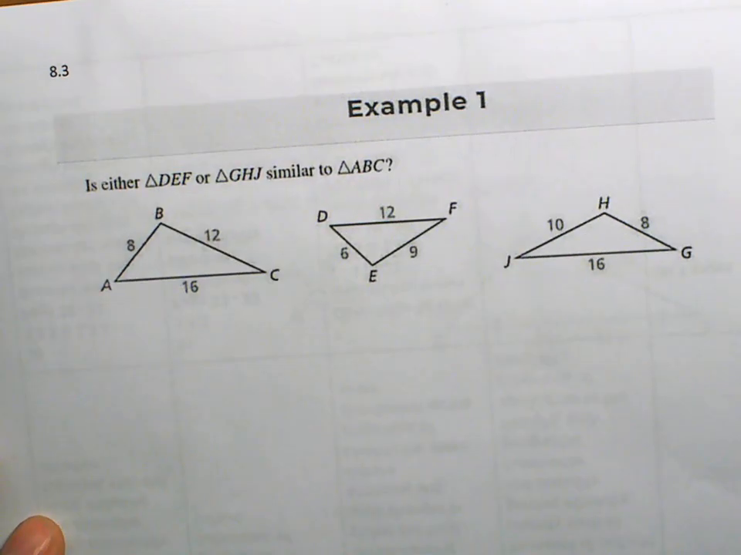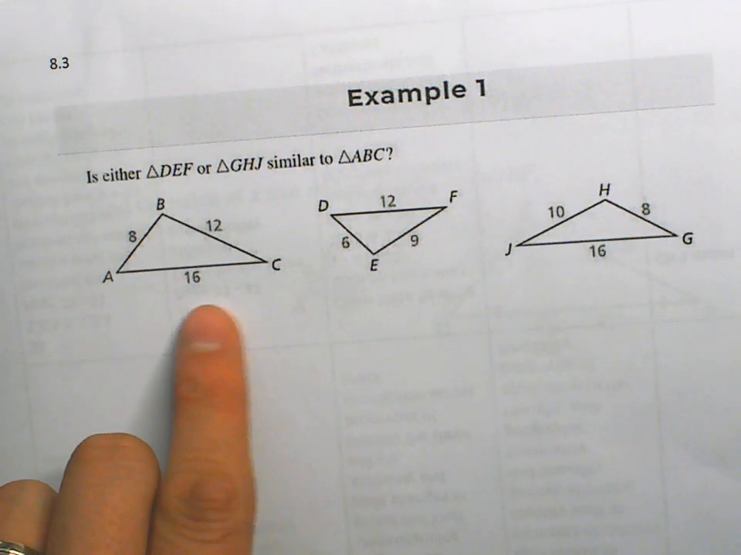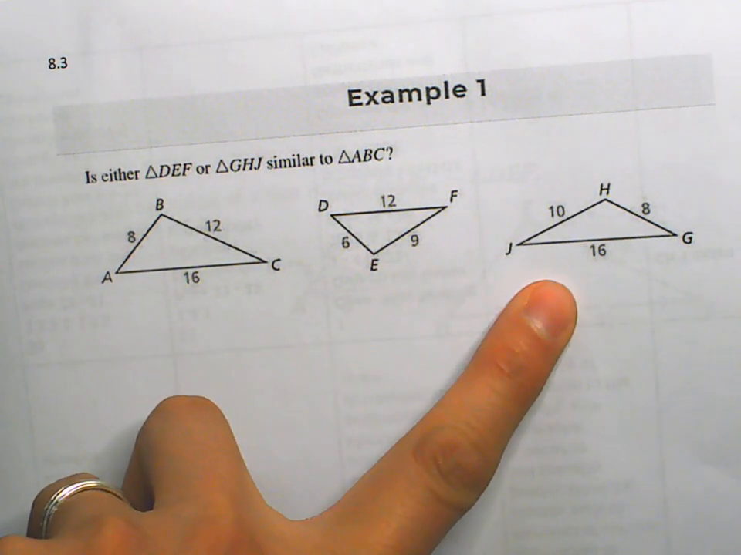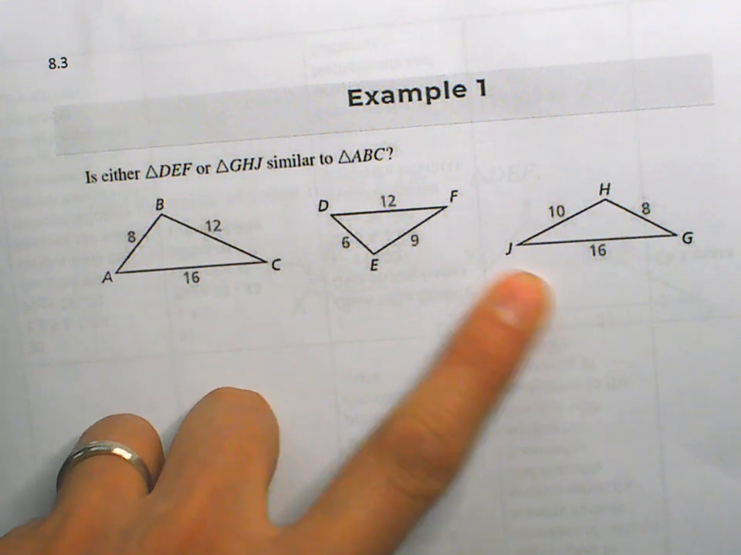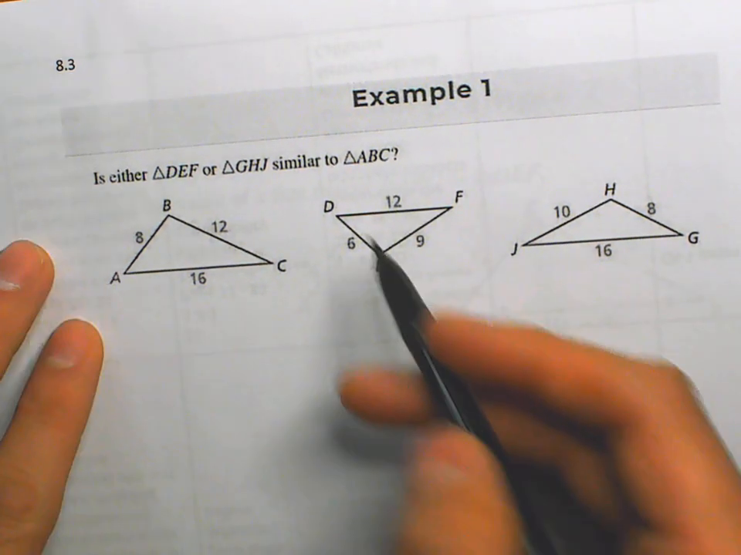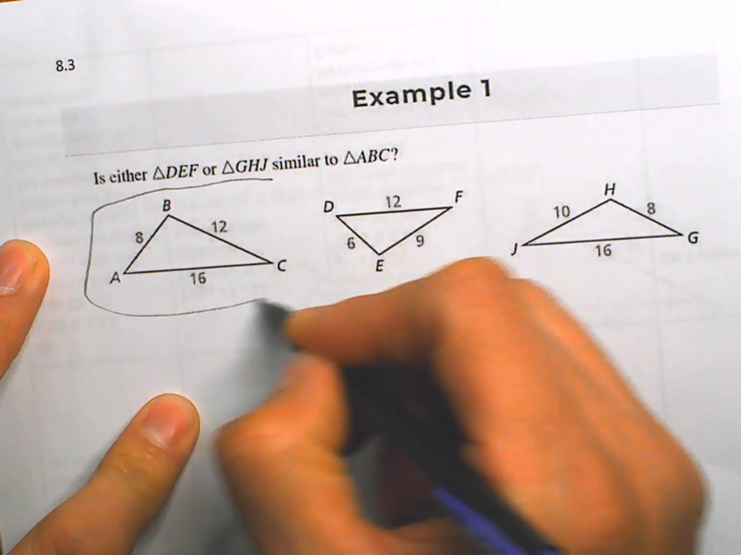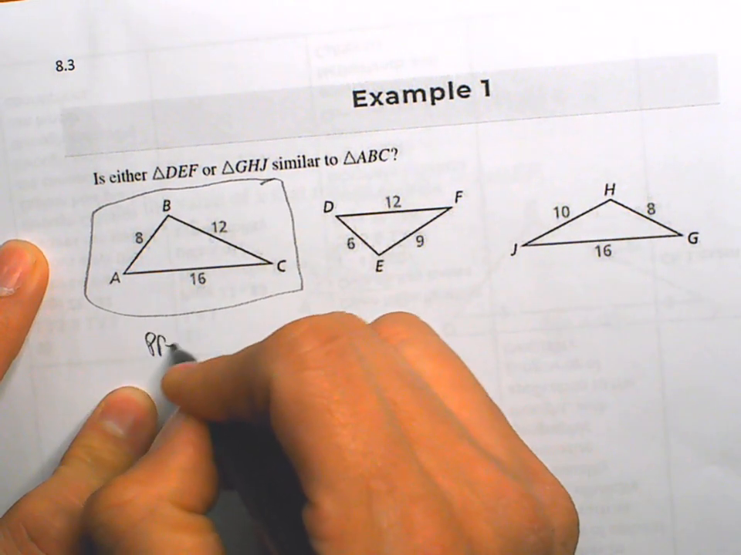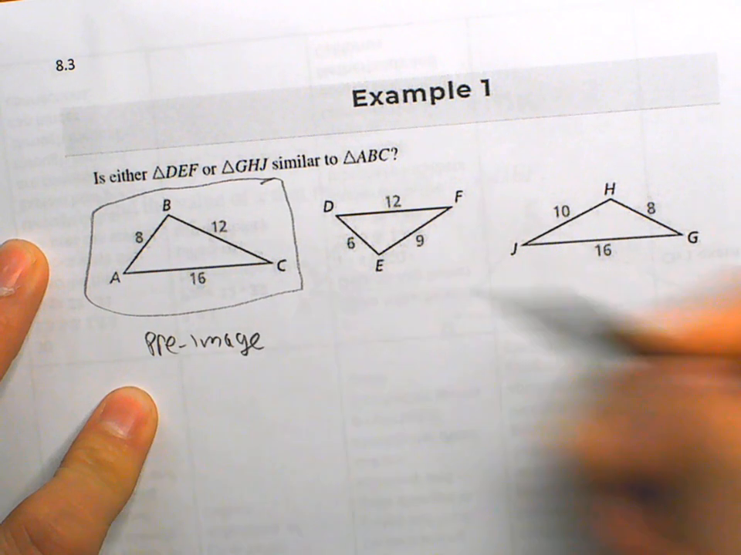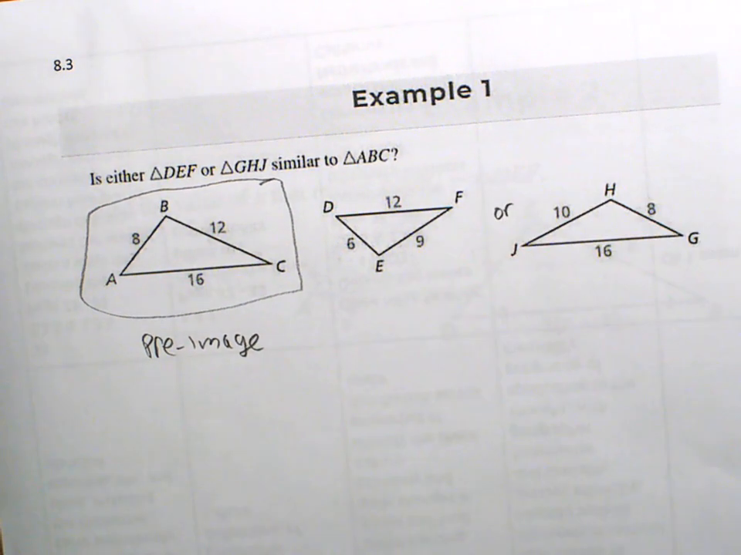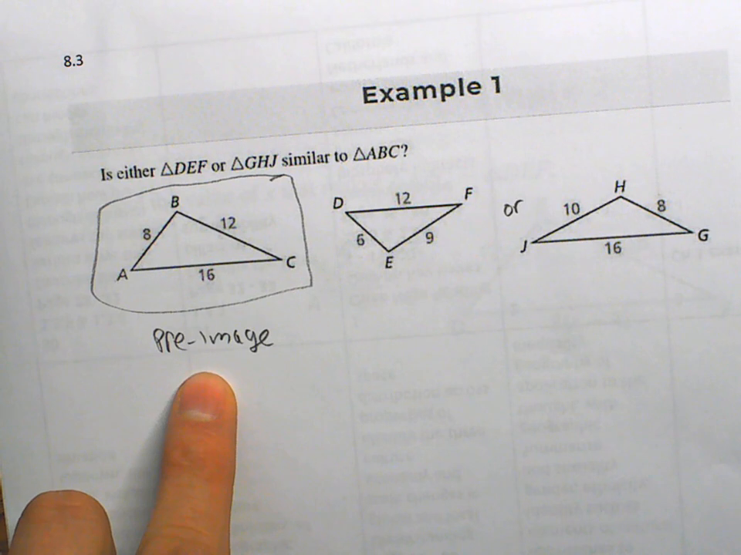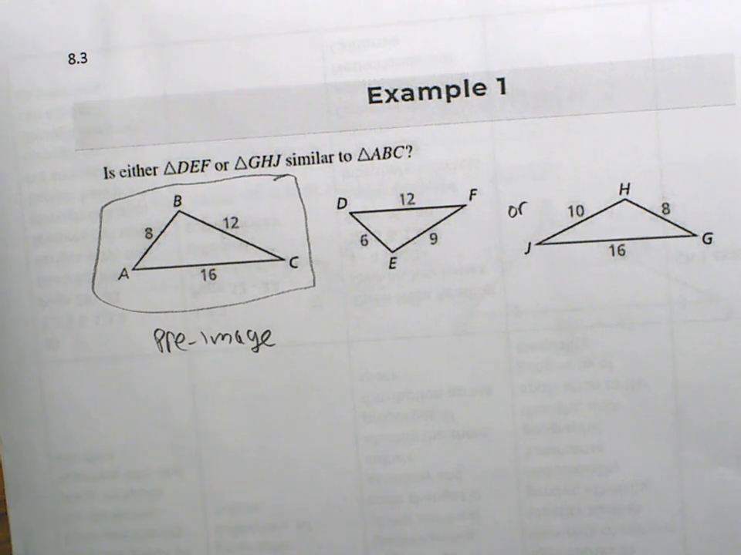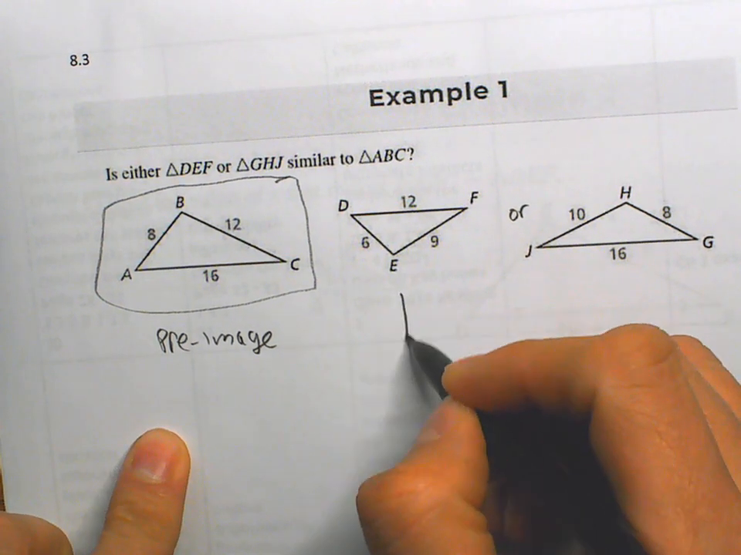Okay, here's example number 1. Is either DF or GHJ similar to ABC? So this right here is going to be my pre-image. And we want to know which one of these two is going to be similar to this one. Now what we're going to do, since we do have the measurements, we're going to look at the largest to the largest, the smallest to the smallest, and the middle one to the middle one. So let's do this one first.